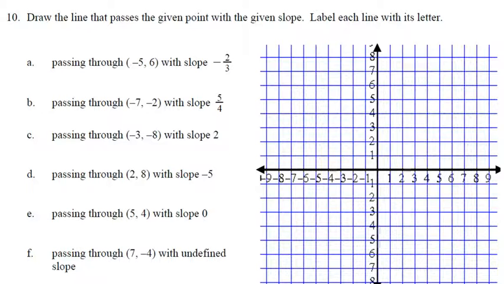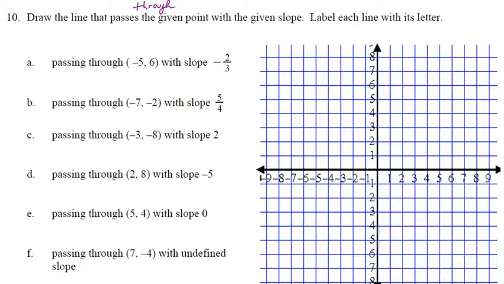Draw the line that passes through the given point. It says it passes the given point, so like it goes by it, but not through it. We'll say through the given point. Let's throw a through in here. Passes through the given point with the given slope. Label each line with its letter. Okay, now I'll do one with you, and then after that I'm sure you should be able to do the rest yourselves, right? I'll pause it and I'll do the rest, and then we'll put it back up again. So passing through negative 5, 6.